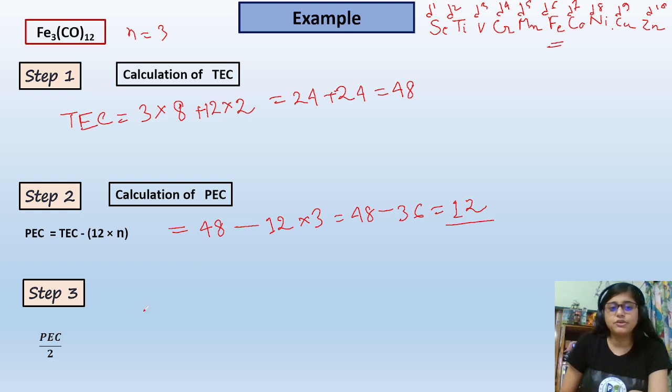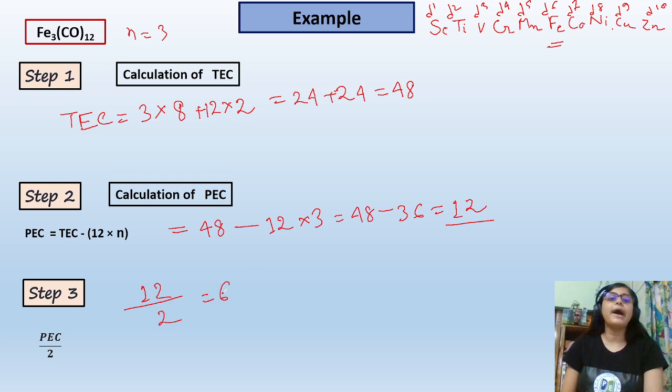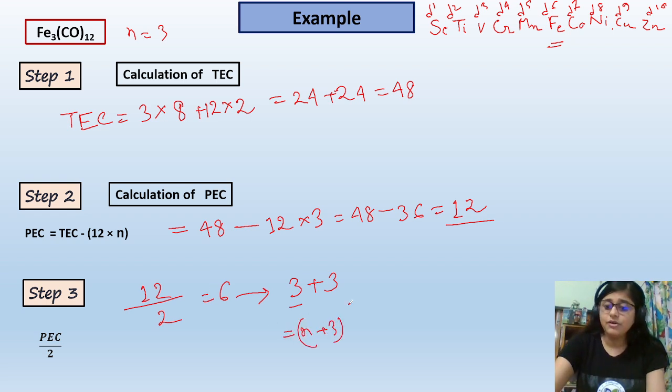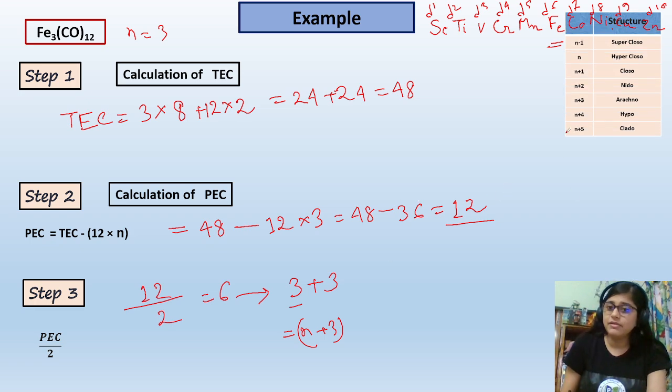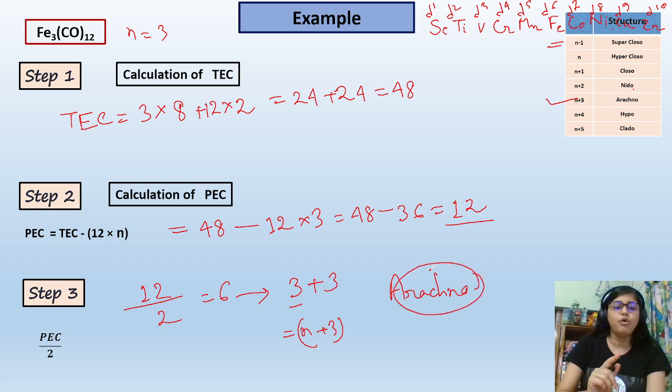Now step 3 is PEC by 2. PEC we got 12. By 2 means 6. And now we have to arrange it with respect to the n values. N value is 3. We have taken 3, and if we add 3, then it will be 6. So it will be n plus 3. What was it for n plus 3? Arachno, right? So arachno will be the structure for this metal complex. I hope you have understood.